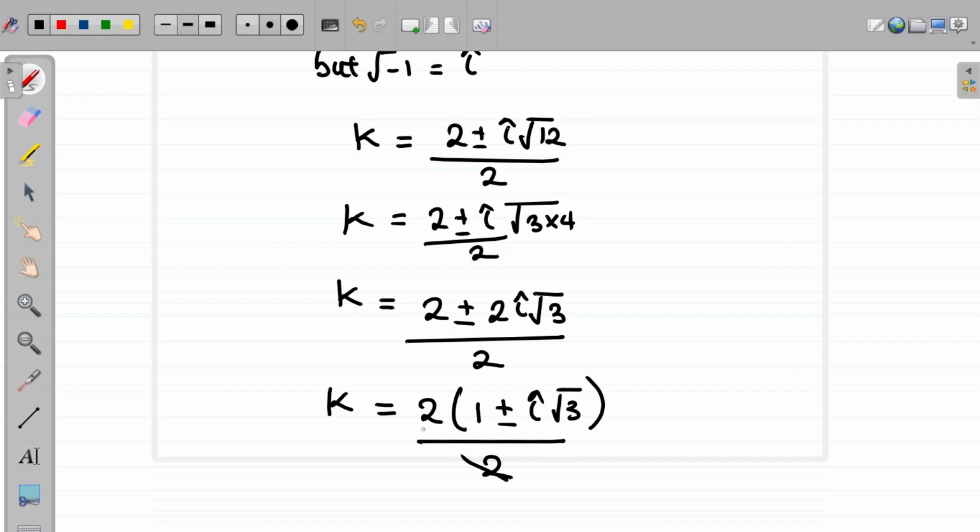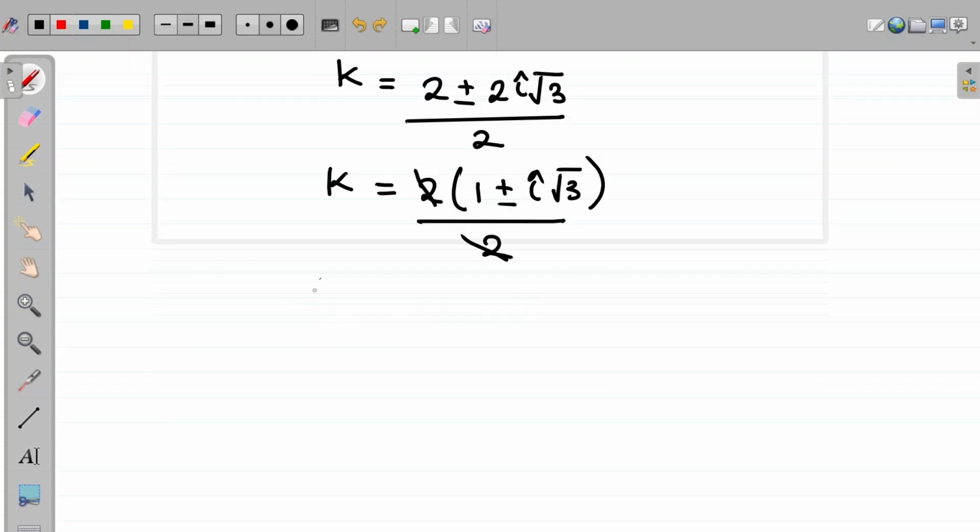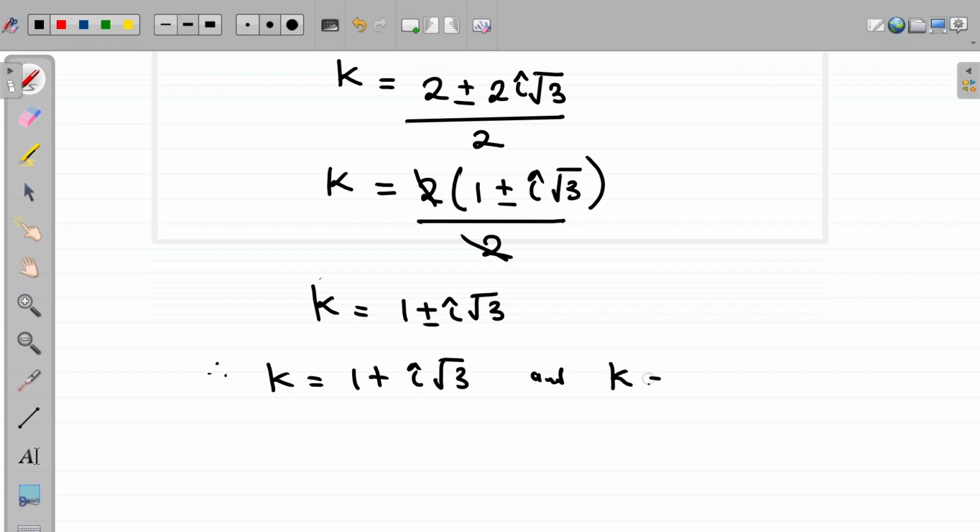So 2 can cancel out 2. So k is equal to 1 plus or minus i root of 3. Therefore, k is equal to 1 plus i root of 3 and k is equal to 1 minus i root of 3. Also, we had case 2.